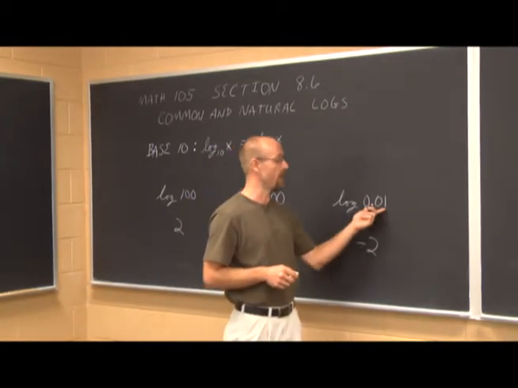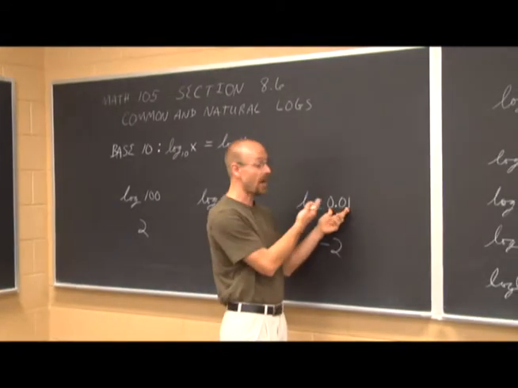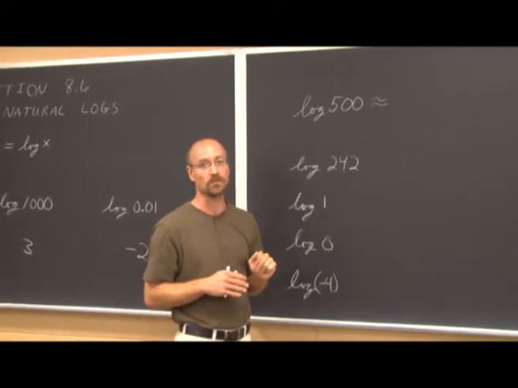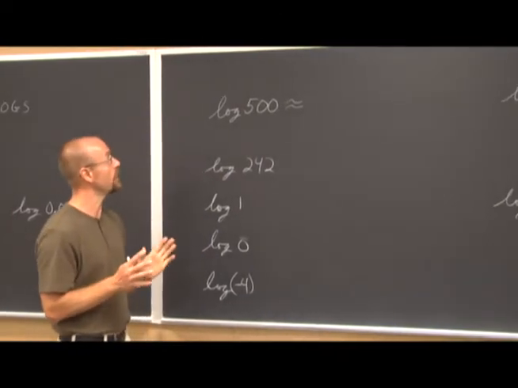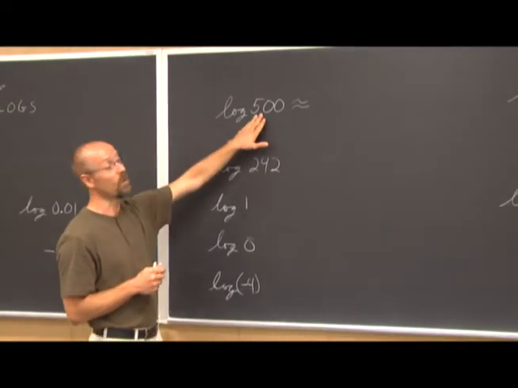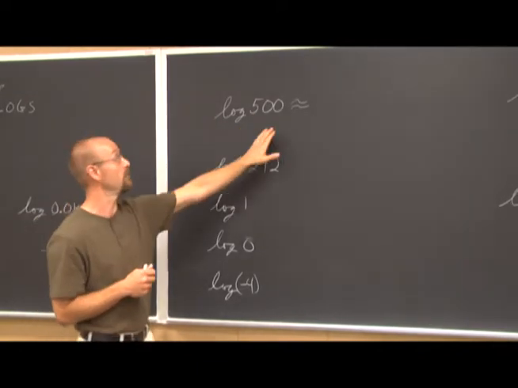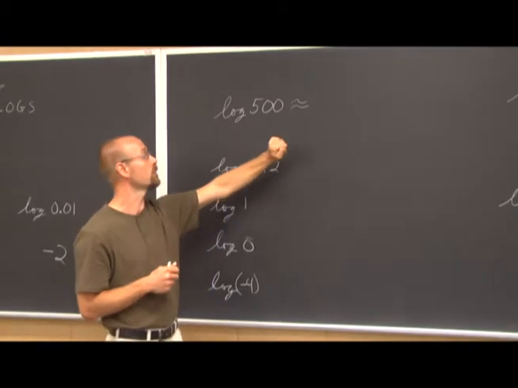But what if we don't have things that are real nice factors of 10? What if we have something like this, log of 500? Well, we can do a little bit of estimating. This value is more than 100, but less than 1,000. So it's more than a value of 2, but less than a value of 3.